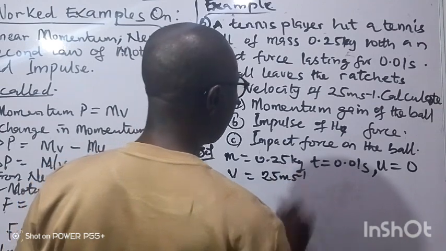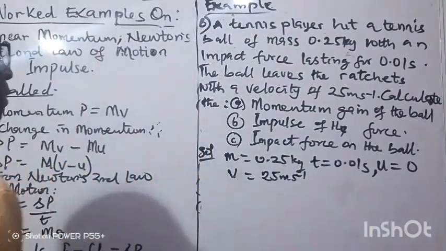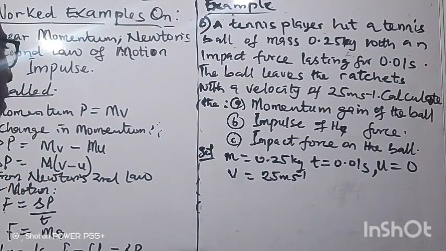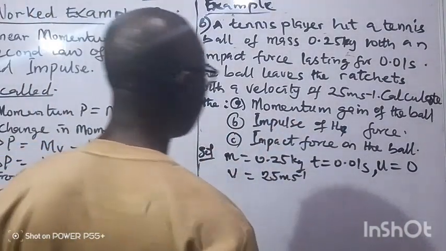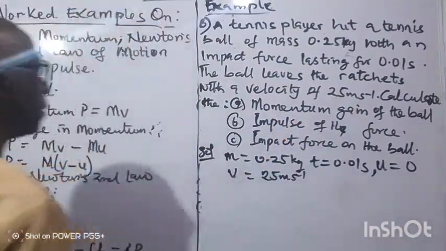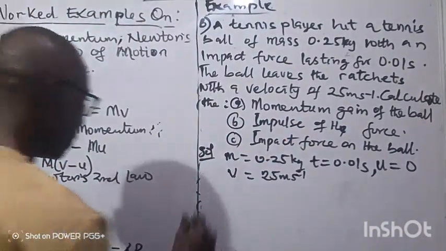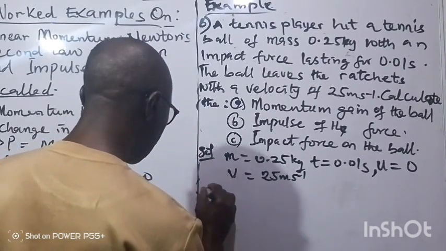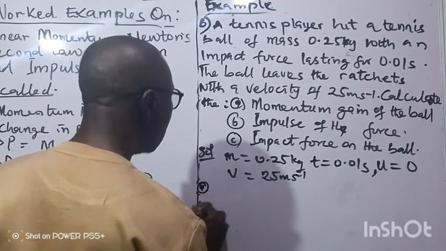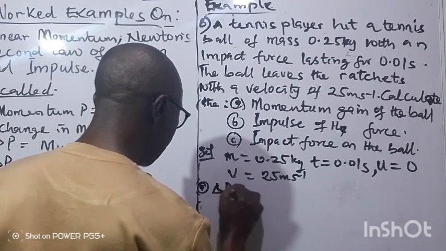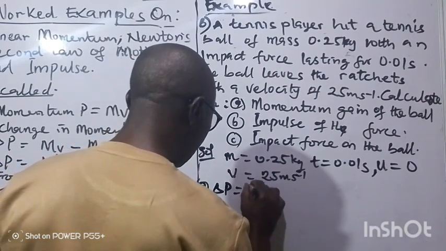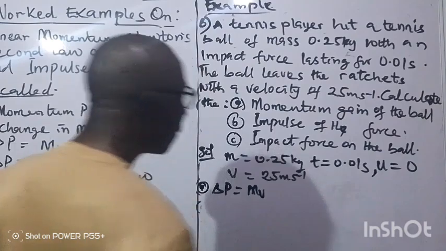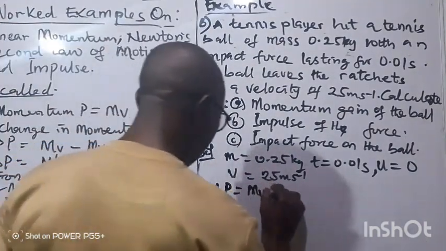Now the first question says to calculate the momentum gain, or in another way, they can say change in momentum. It's still the same thing. So from the parameters on the board, to calculate the momentum gain, that is question A, which is the same thing as change in momentum, that will equal final momentum, mv, minus mu, initial momentum.